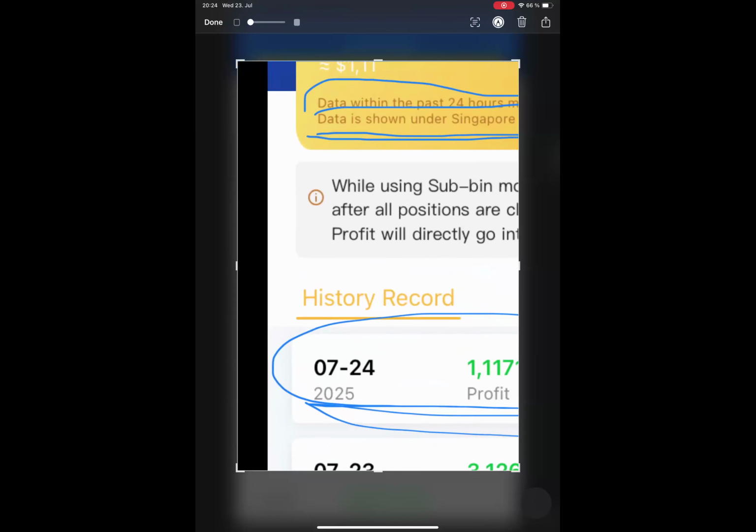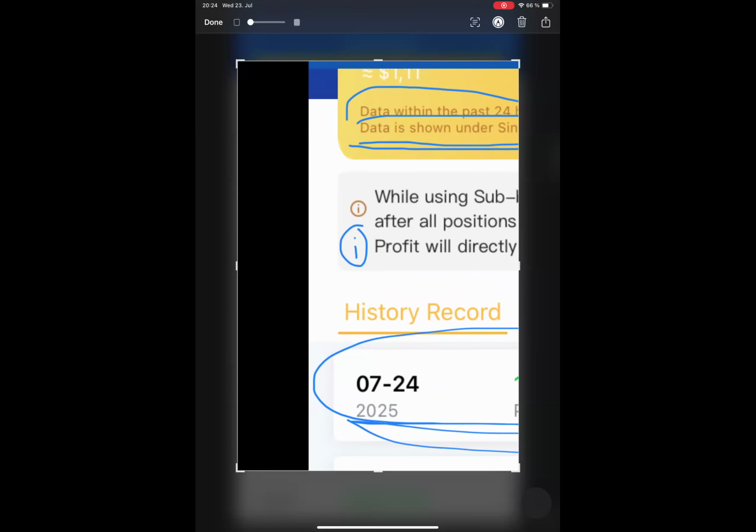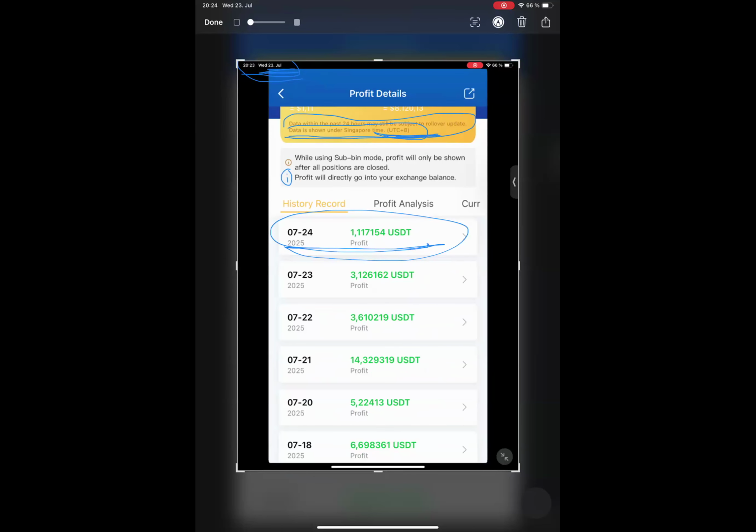All right. Now there is an information here. Anytime you see an I being circled, it stands for information. So RoyalQ is trying to inform us over here that while using sub being mode, profit will only be shown after all positions are closed. I don't think there are some people using the sub being mode strategy here. It's a strategy mode that if you are trading, you can put your strategy on whole warehouse mode, sub being mode, or sub being real time settlement.